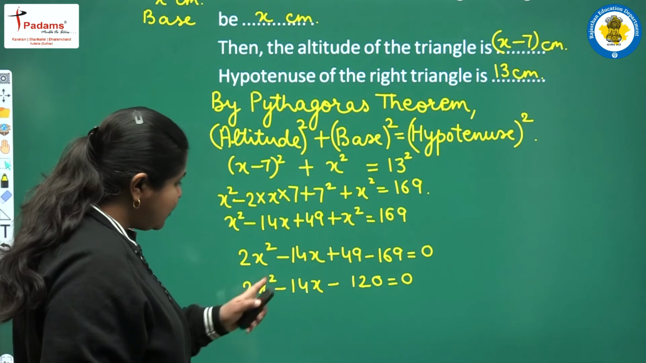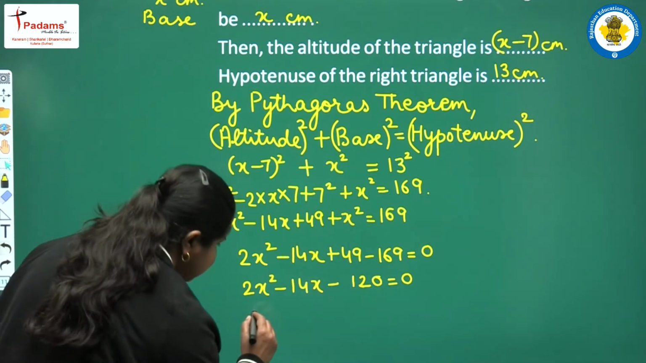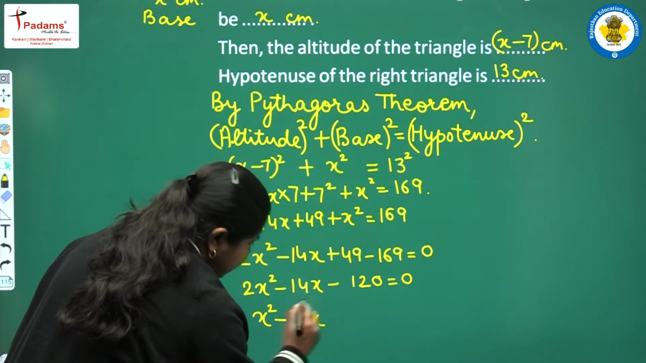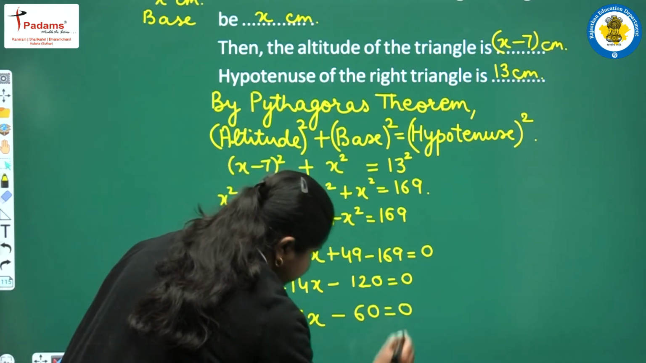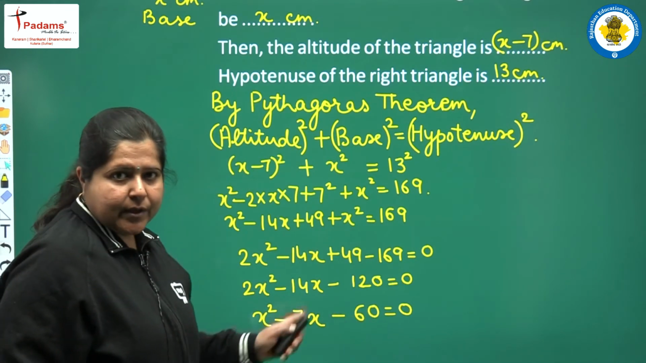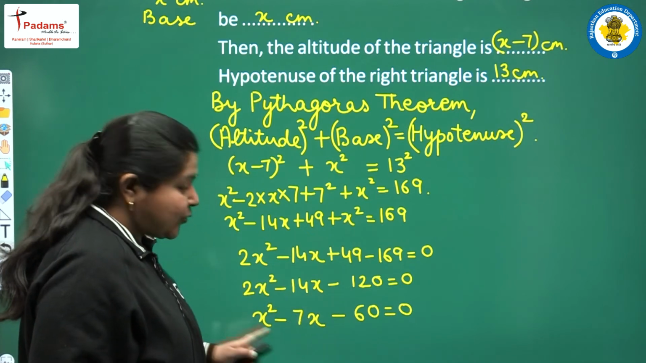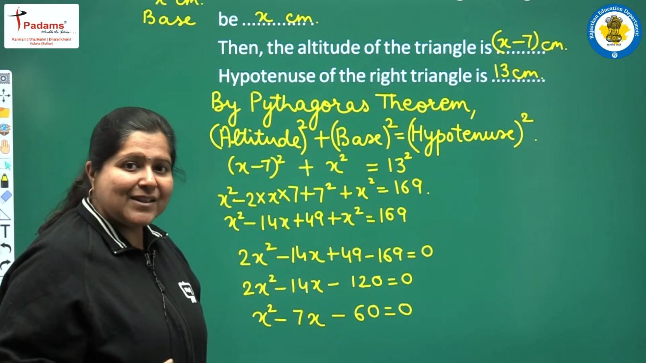अब आप देखेंगे 2, 14 और 120 तीनों ही 2 से डिविजिबल है तो हम 2 से डिवाइड करेंगे, x स्क्वायर बचेगा यहाँ 7 times 14. So here we have all this, x square minus 7x minus 60 equal to 0. 2 6 is 12. Okay. Now this is the required quadratic equation. We need to solve it and get the values of base and altitude.